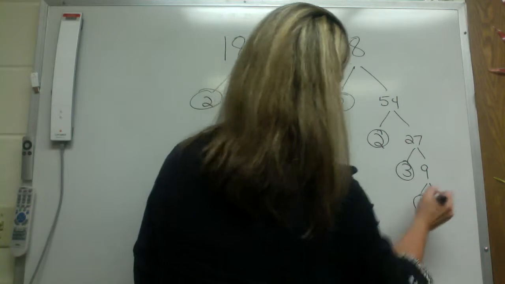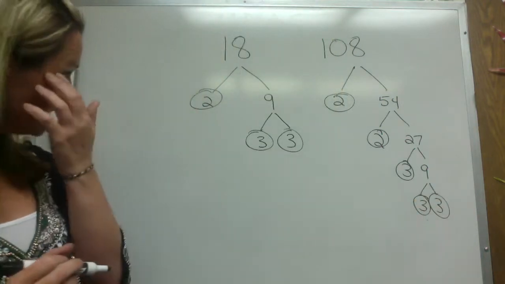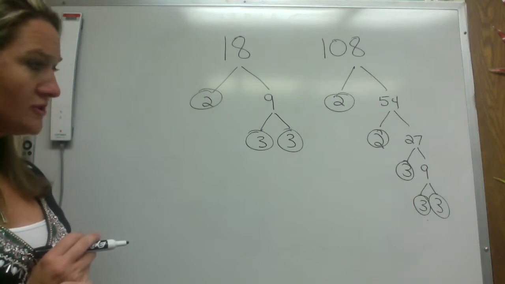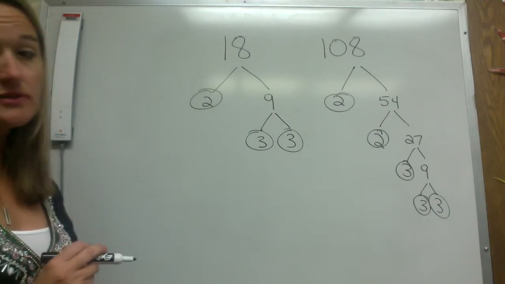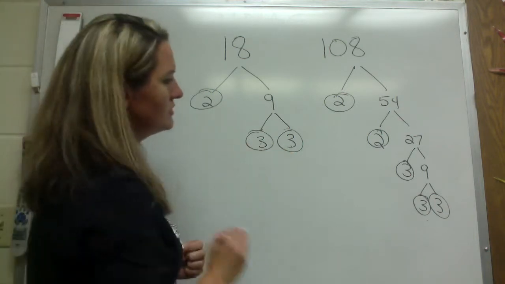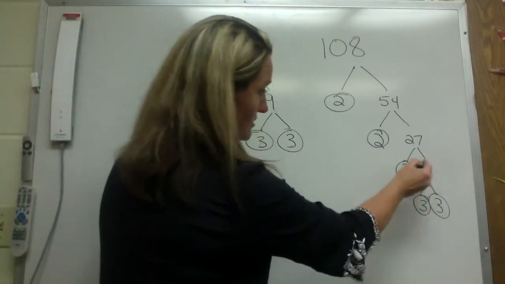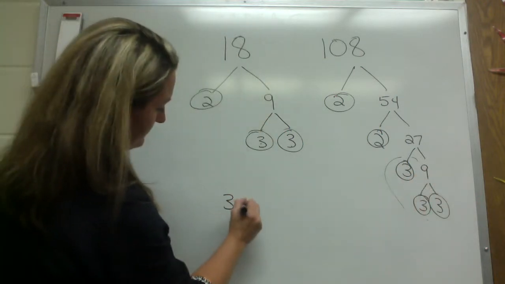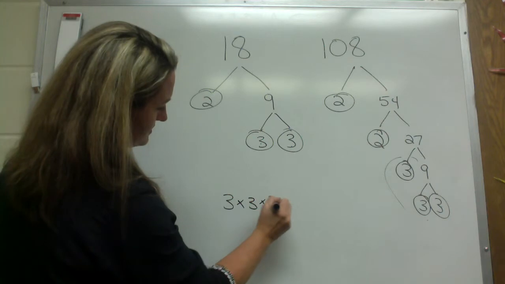All right, so let's look here. We've got a bunch of 2s and a bunch of 3s. So which one has the most 3s? Well, this one's got 1, 2. This one has 1, 2, 3. So this one has the most 3s. So I'm going to bring all those 3 3s over here. 3 times 3 times 3.